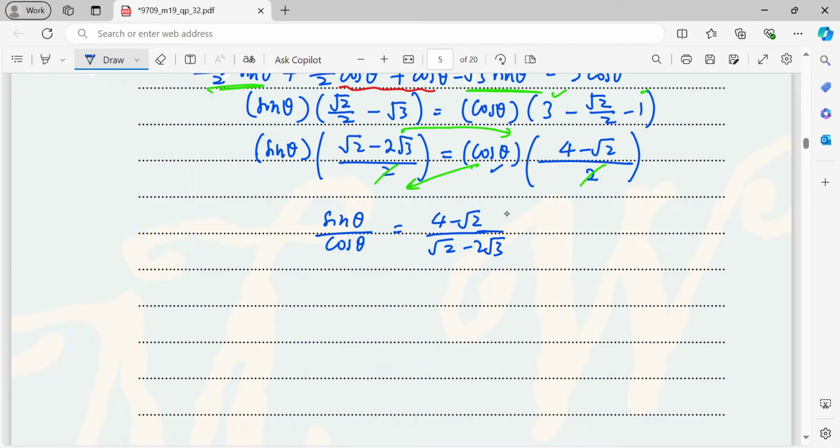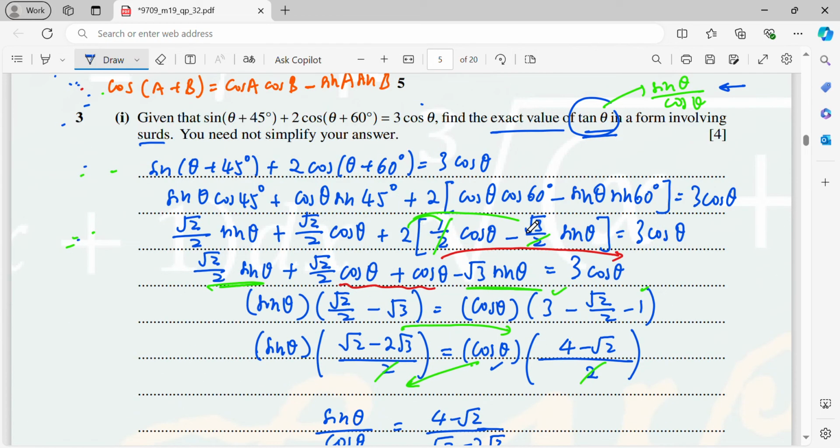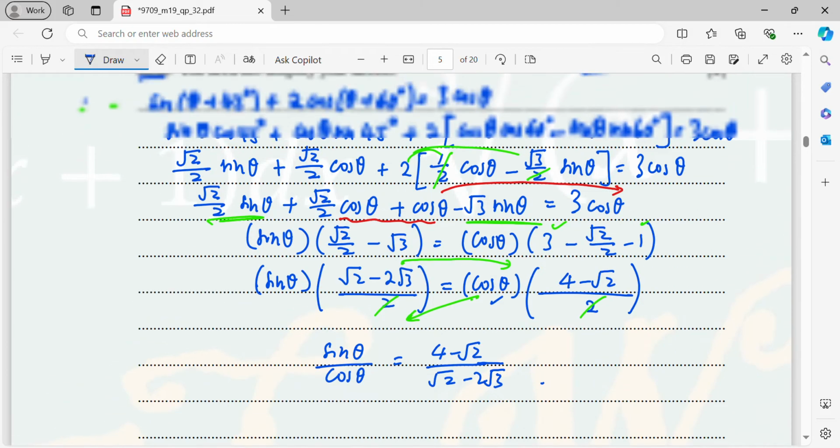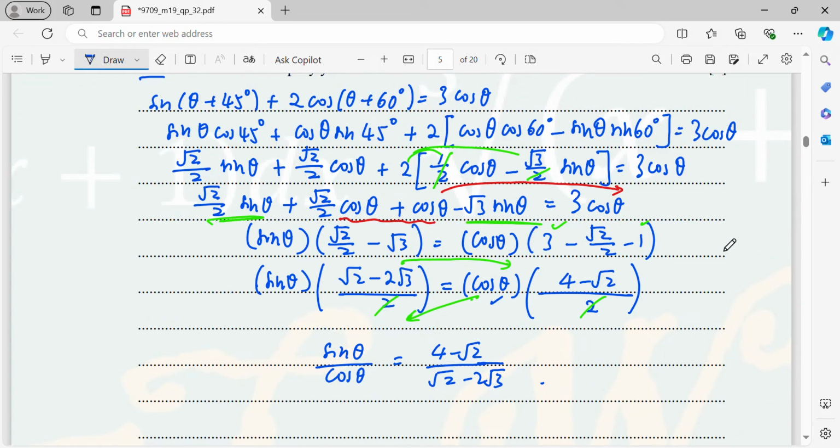Okay, so now to get the simplest form, right, involving surds. So now here you can just simplify, or you need not simplify your answer. So if need not simplify your answer, probably, okay, now you can just leave your answer in this form. Okay, done for this part.